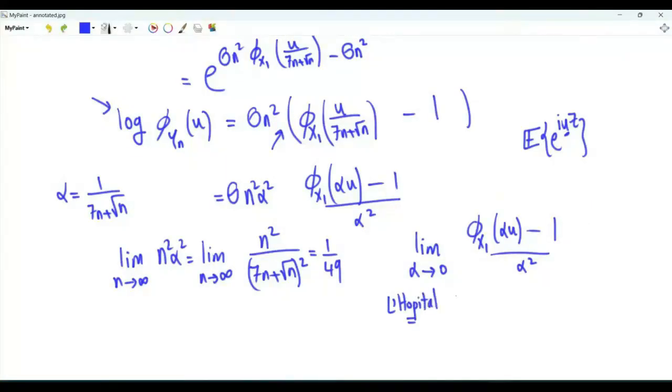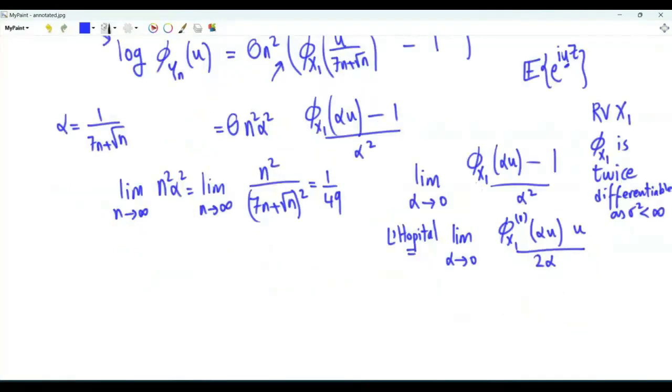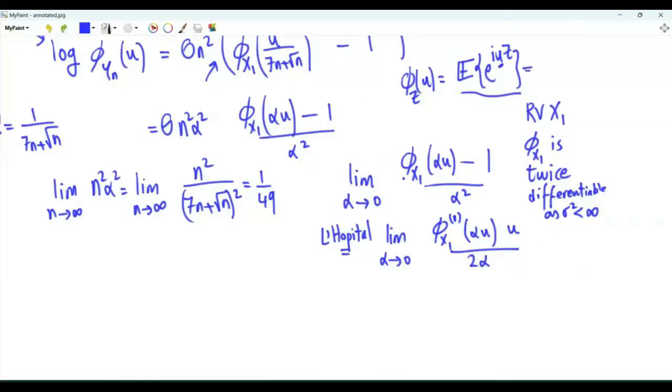Let's apply L'Hopital's rule. This limit is equal to the limit as alpha tends to 0 of the ratio of the first derivatives. Recall that random variable X1 has a finite variance, so phi of X1 is twice differentiable. We are justified in differentiating this characteristic function with respect to alpha. If the characteristic function is differentiable v times, then the vth derivative of the characteristic function evaluated at 0 is equal to i to the power v times the expectation of Z to the power v. When v is equal to 1, the first derivative of the characteristic function evaluated at 0 is i times the first moment. Random variable X1 is zero mean, so if alpha is 0, we have 0 in the numerator. We also have 0 in the denominator. We need to apply L'Hopital's rule again.